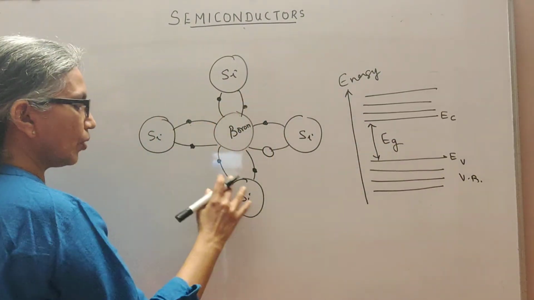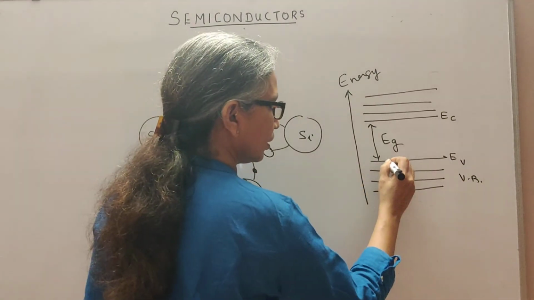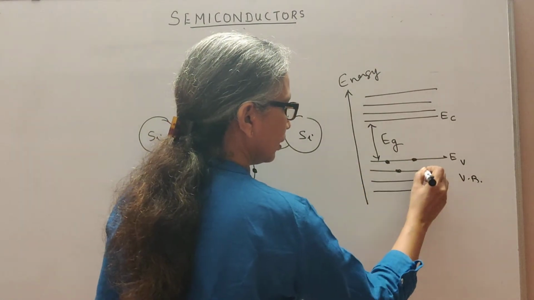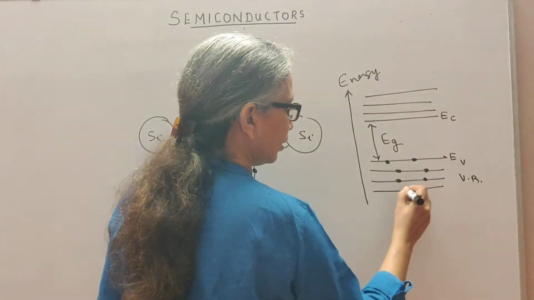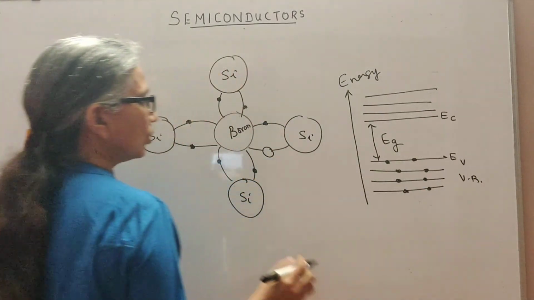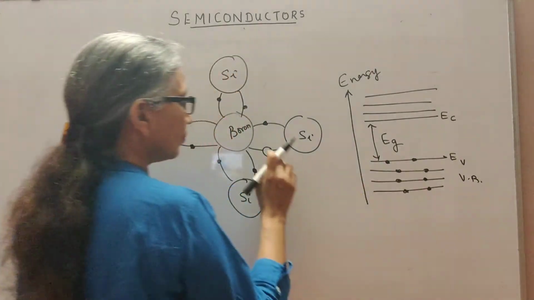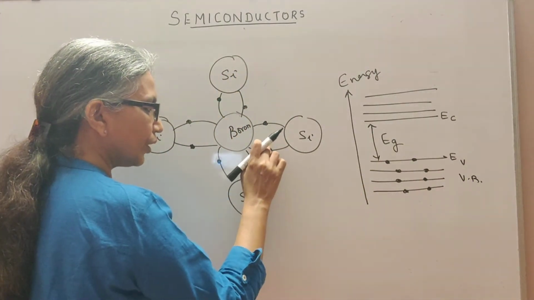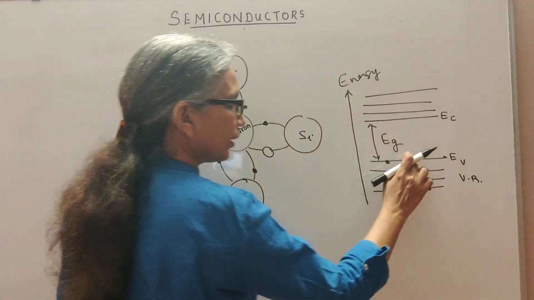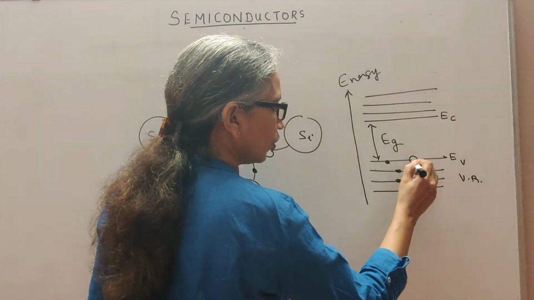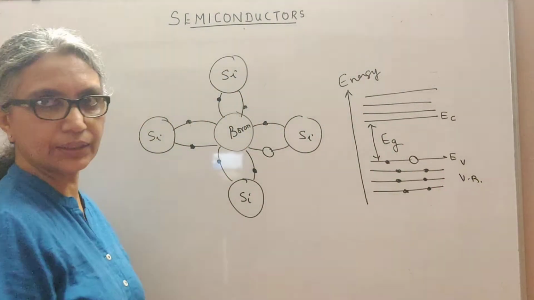Now all these bonded electrons should appear here in the valence band, like this. Now this hole can only appear in the valence band because this is the absence of an electron in the valence shell, and therefore we already have a hole in the valence band.